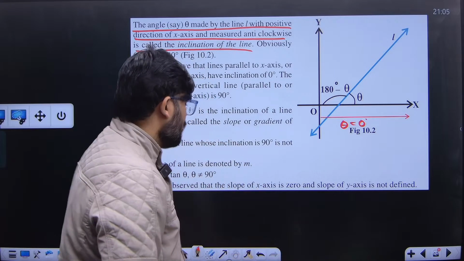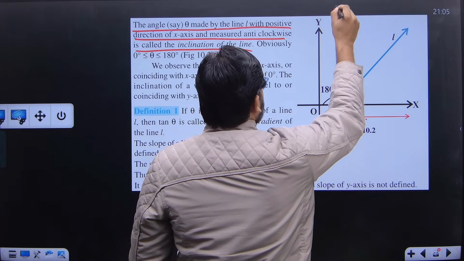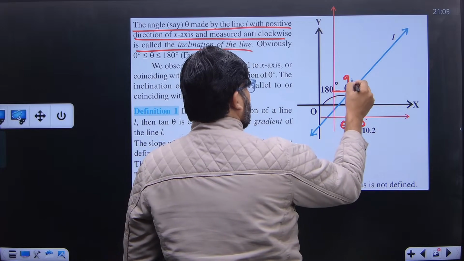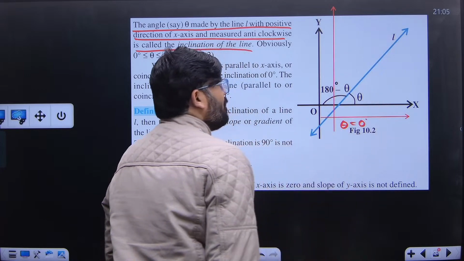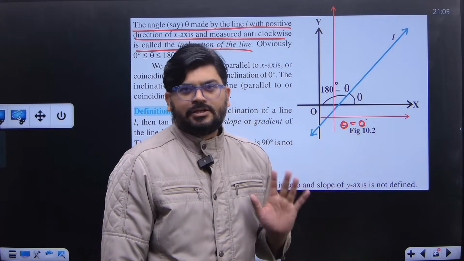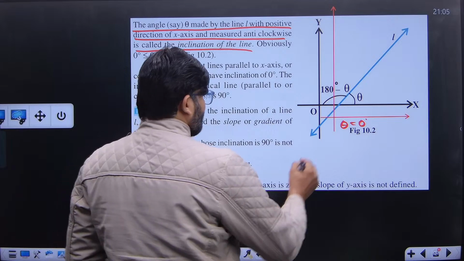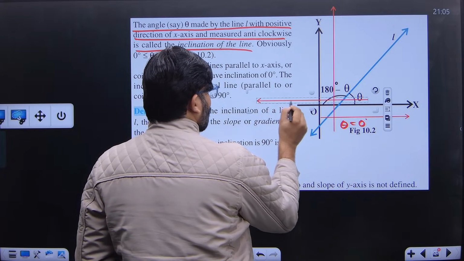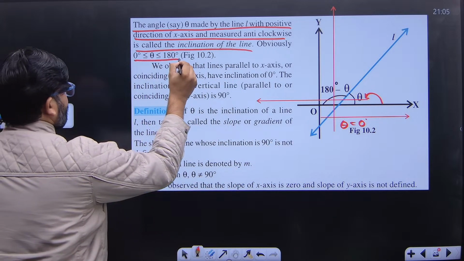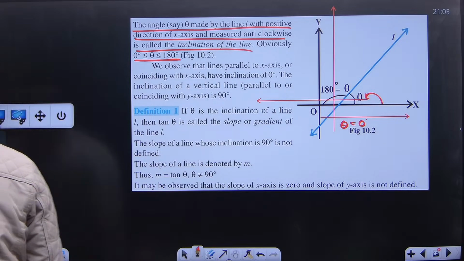What is this angle if I make a line perpendicular to the x-axis? This angle will be known as 90 degree. So if I make a line which is parallel to the y-axis, theta is 90 degree. If I make a line which is parallel to the x-axis, theta is 0 degree. Now if I draw a line like this, theta will be 180 degree. So the range of theta is from 0 to 180 degree. This is what is being said here: theta lies between 0 and 180 degree.